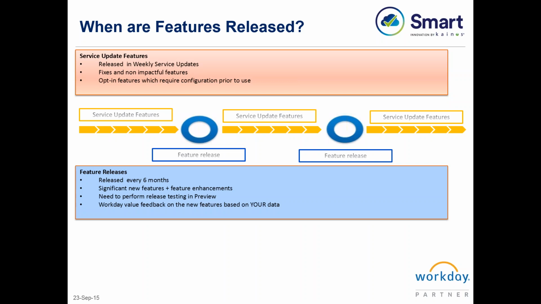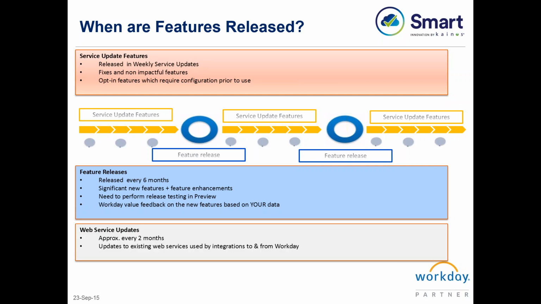Then we have our feature releases, which are the ones that go into your preview tenant. They're released twice yearly. These are significant new features and feature enhancements, and you do need to perform release testing in your preview tenant on this, not alone to make sure that everything is still working as you imagine it should be, but also Workday really value any feedback on what you see based on the data within your tenant. So Workday obviously can test their features on their own tenants, but then there's also the need to look at what these features look like based on the data you specifically have in your own tenant.